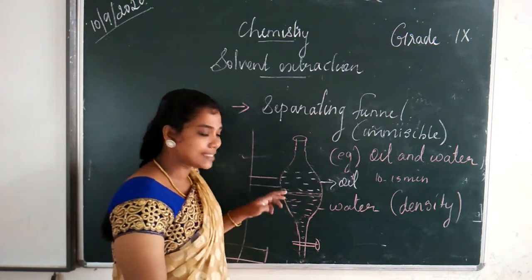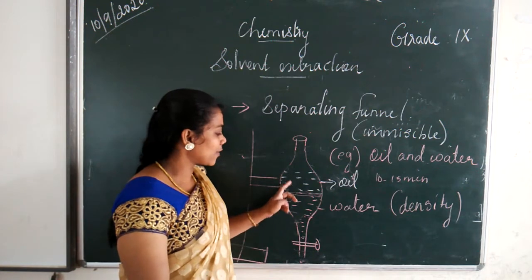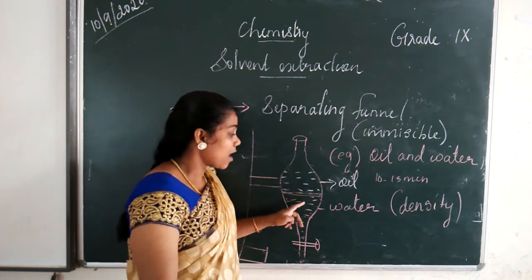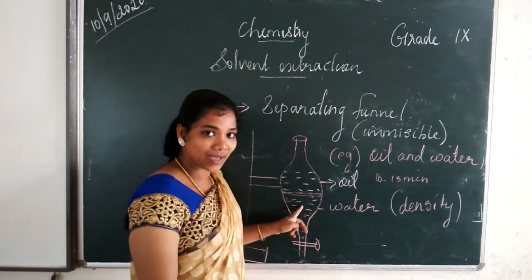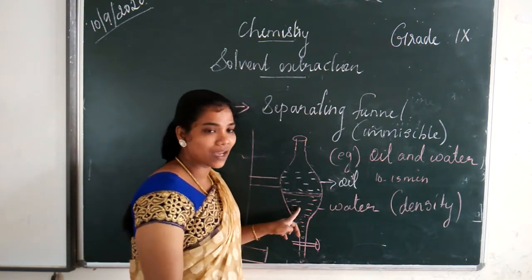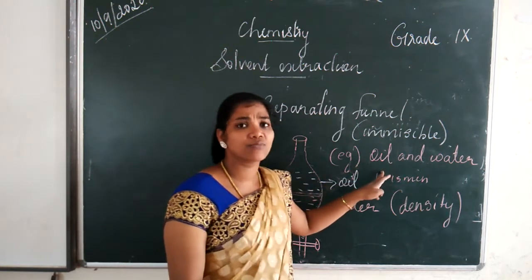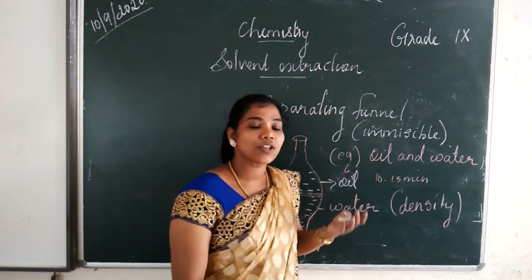After a few minutes, you can see two phases with a ring-like structure that separates water and oil. Here, water has higher density than oil. So which one comes first? Water, followed by oil.